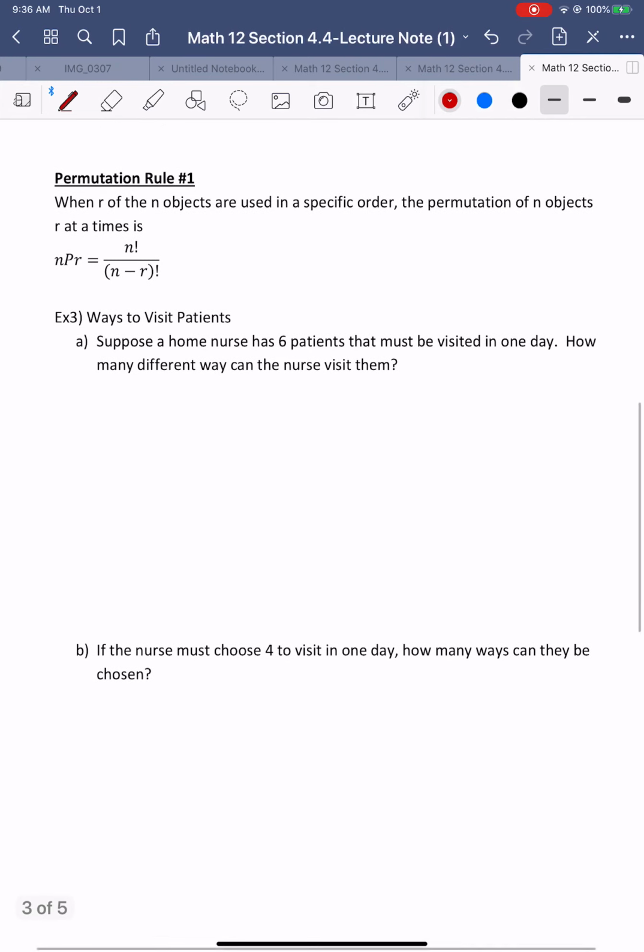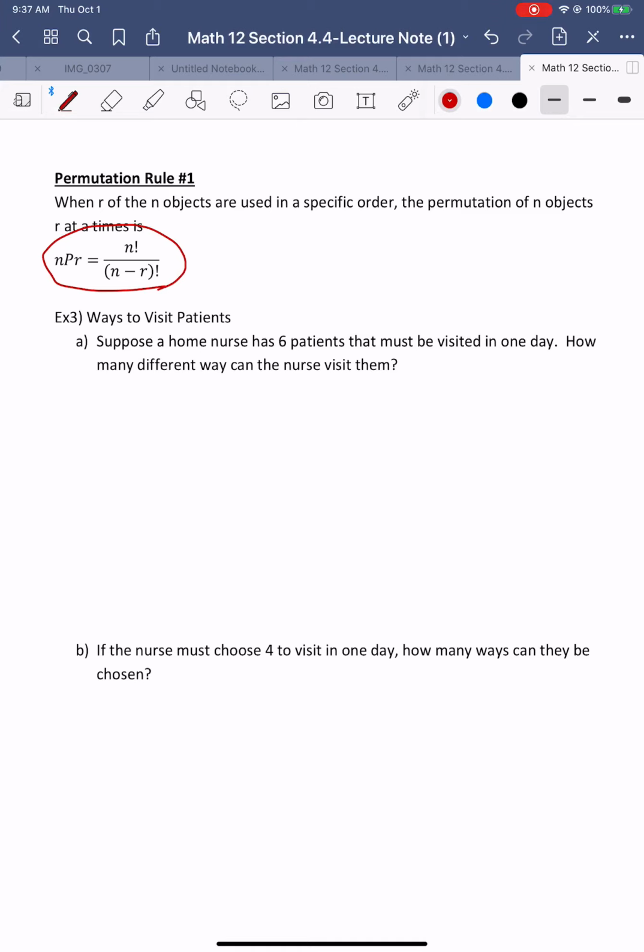Alright, so permutation rule number 1. When r of the n objects are used in a specific order, the permutation of the n objects r at a time is nPr. This is the formula: n factorial over n minus r factorial, and that will be the number of ways for the problems.